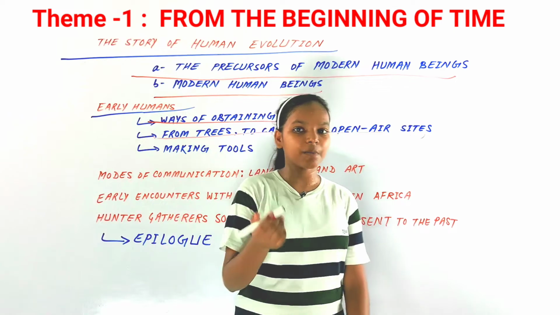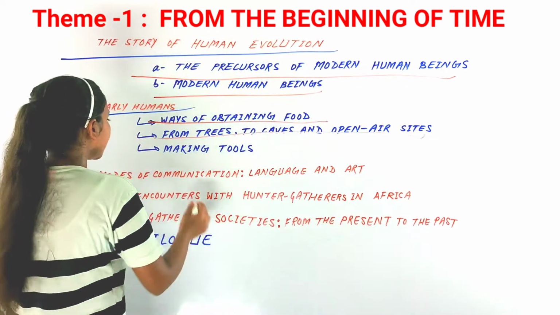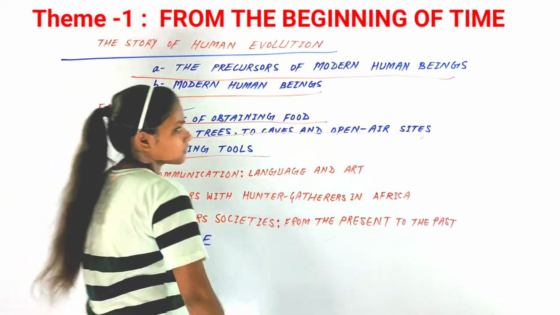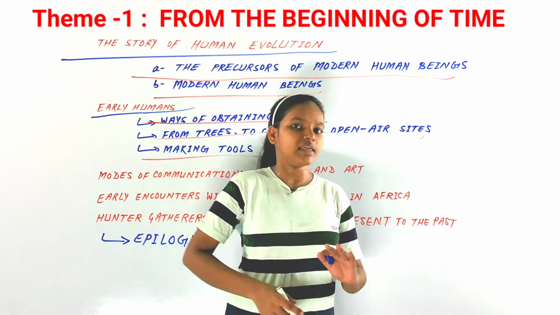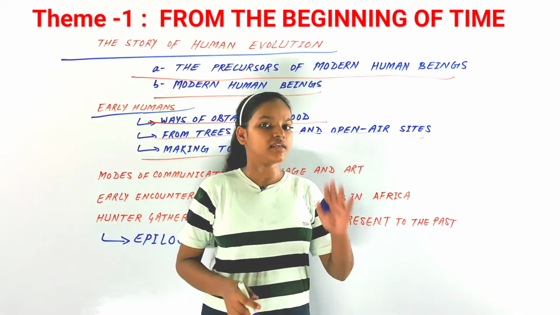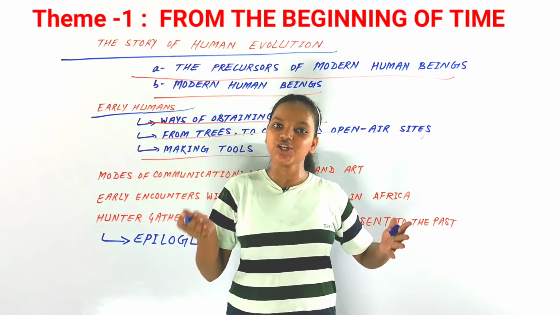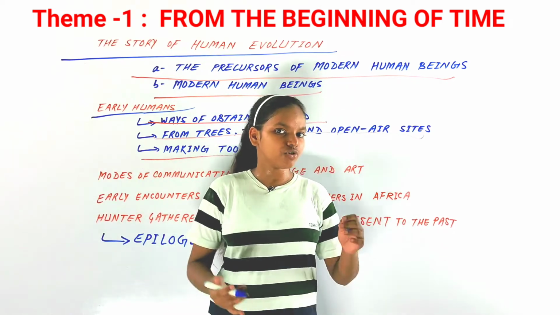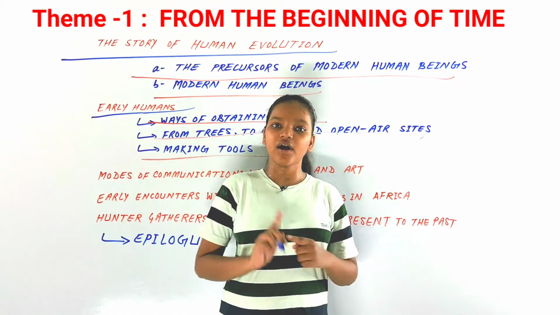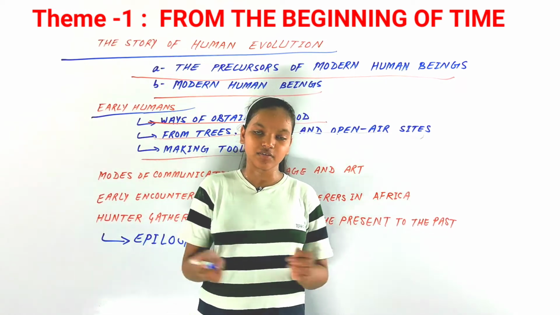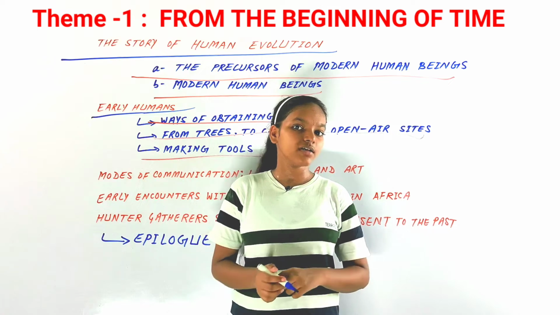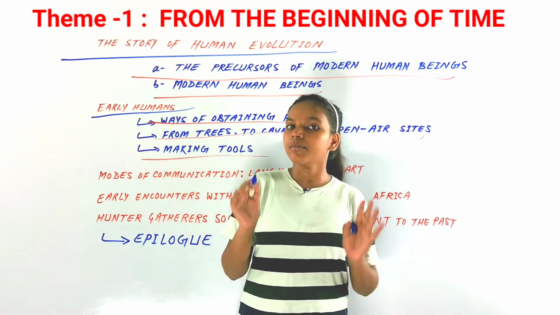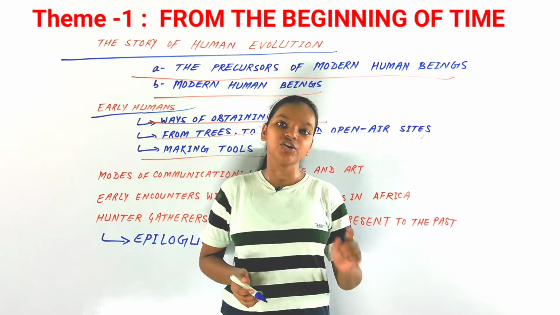Now the next subtopic that we have here is making tools. So, early humans making tools. Making tools was also one of the professions of the early humans. As all of you know, they were making stone tools for many purposes, for hunting, gathering, and many more. Now one thing you have to notice is that making tools is not confined to just humans.